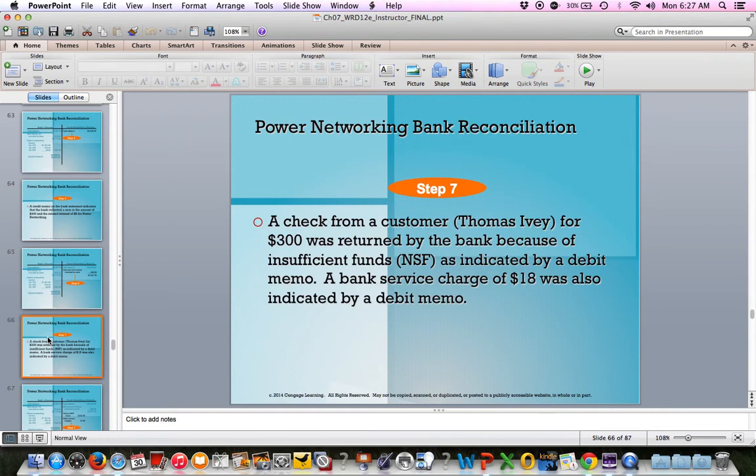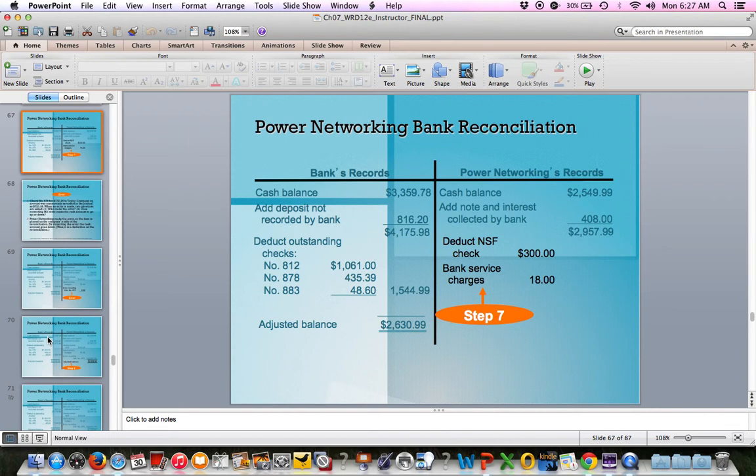Step 7 is then basically one customer wrote us a check. We deposited that check thinking it was good, but when our bank presented that check to the customer's bank, it bounced. Okay, and so that $300 check was returned to us along with an $18 fee. So we deduct the NSF check and then some bank service charges of $18.